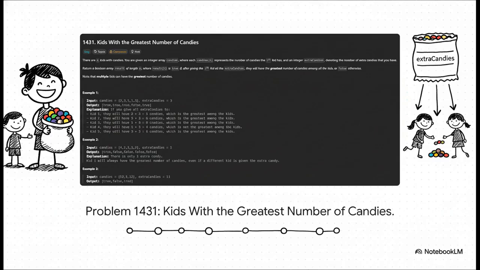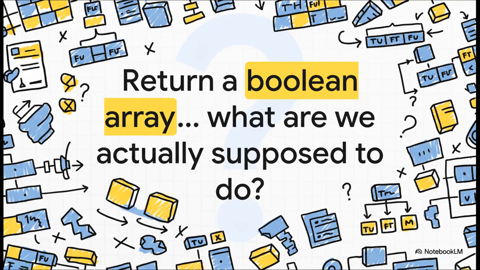Whoa, okay, that's a lot of formal language. What do they actually want us to do? Seriously? A Boolean array result of length n, where result[i] is true if... I feel like my brain is short-circuiting already. What are we actually supposed to do here?